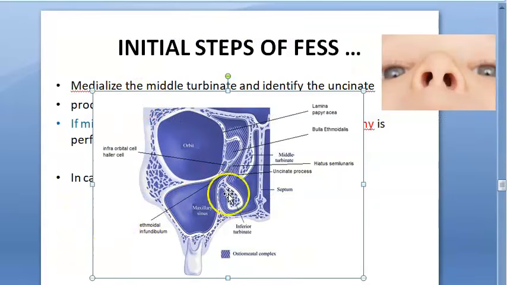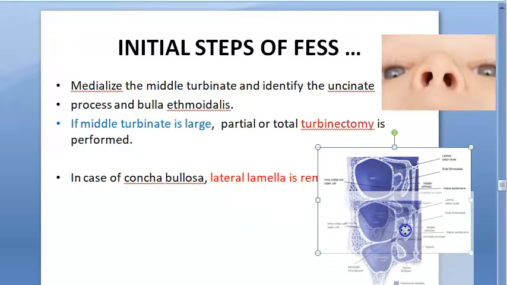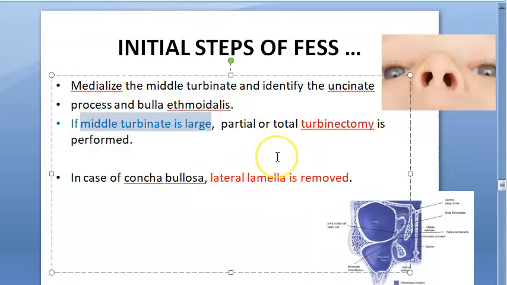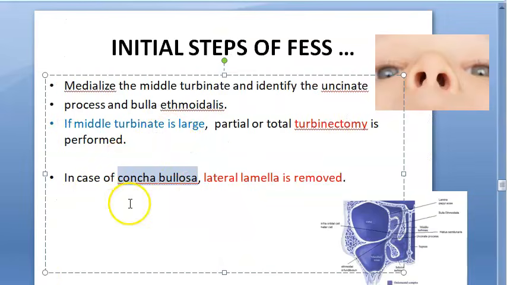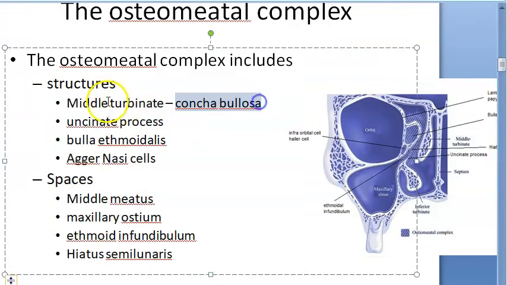Then after this, if this middle turbinate is large, they are doing a partial or total turbinectomy. In case of concha bullosa, lateral lamella is removed. What is this concha bullosa? Guys, in the osteomeatal complex video, we already have seen what this concha bullosa is. So let us see what this is again.